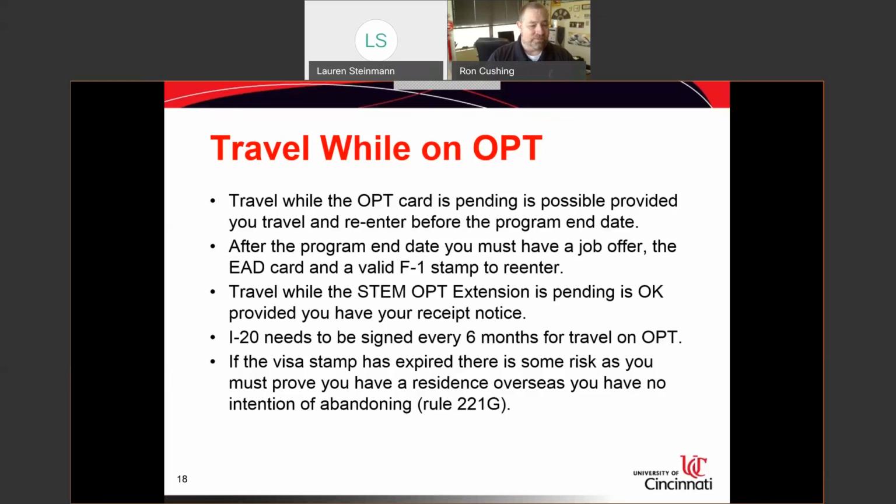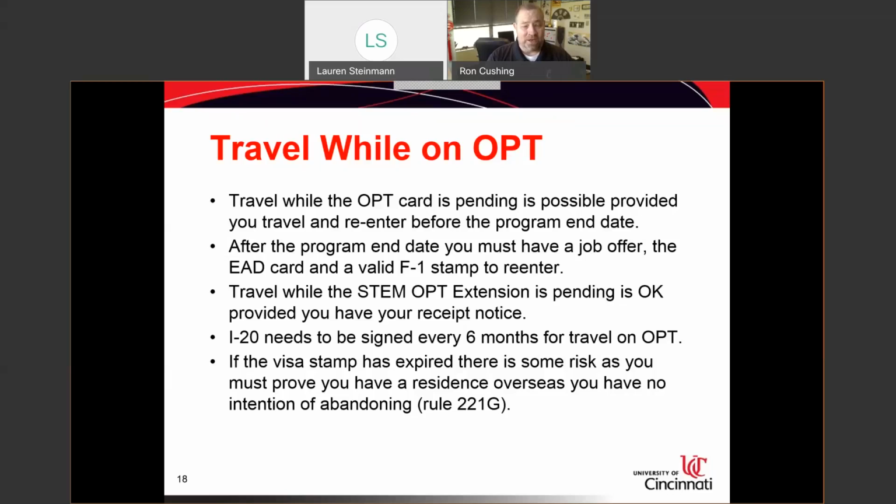When you're on practical training, you have to have your I-20 signed on page 2, but unlike while you're studying, where your signature is good for 12 months, the signature when you're on OPT is only good for 6 months. So make sure you're looking at that and you understand the signature validity dates accordingly. You also have to have a valid F1 visa stamp, and there is some risk if you're traveling with an expired F1 visa stamp.